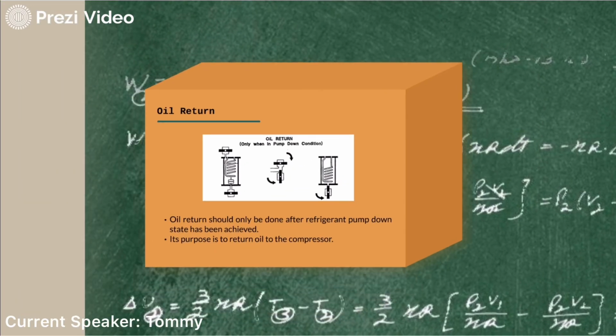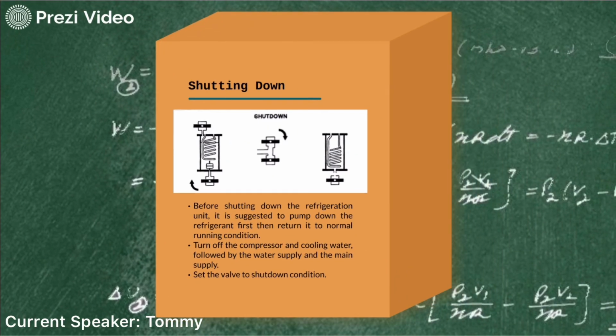Oil return should only be done after the refrigerant pump down state has been achieved. With this configuration, oil may be returned to the compressor from the evaporator using the capillary tube. Once the oil is returned to the compressor casing, the system may be returned back to normal operation. Then the unit may be either shut down or adjusted for further experiment. The last main operation is shutting down.